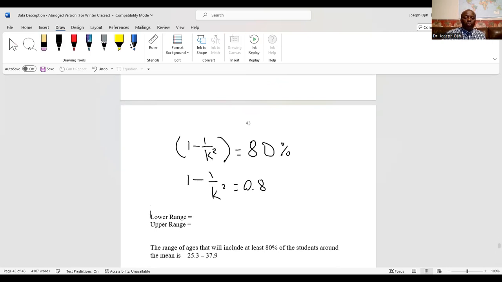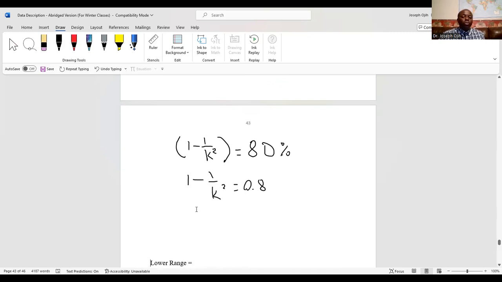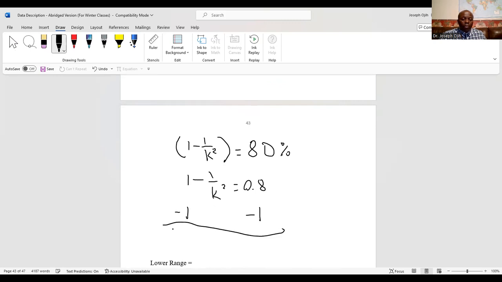So I'm going to create more room here. So we solve this. And to solve this, from your algebra class, you need to make this part stand by itself. So we need to remove the 1. So you're going to do minus 1, and what you do on one side, you must do on the other side, minus 1.